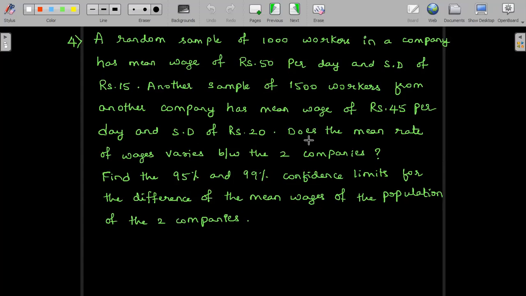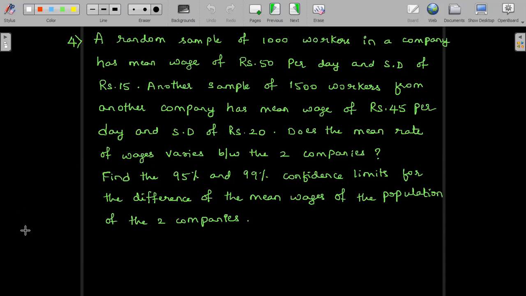Now the question is, does the mean rate of wages vary between the two companies? So we assume the hypothesis that there is no significant difference between the mean wages of the two companies, and check whether they are significantly differing or not. We also have to find the 95% and 99% confidence limits for the difference of the mean wages of the population of the two companies. So let us do the solution now.